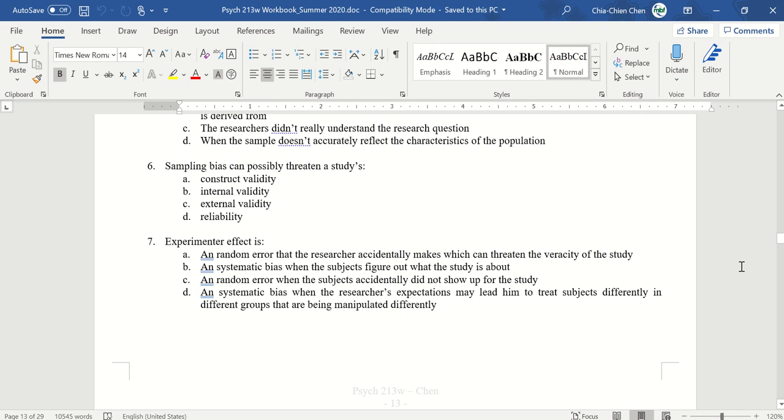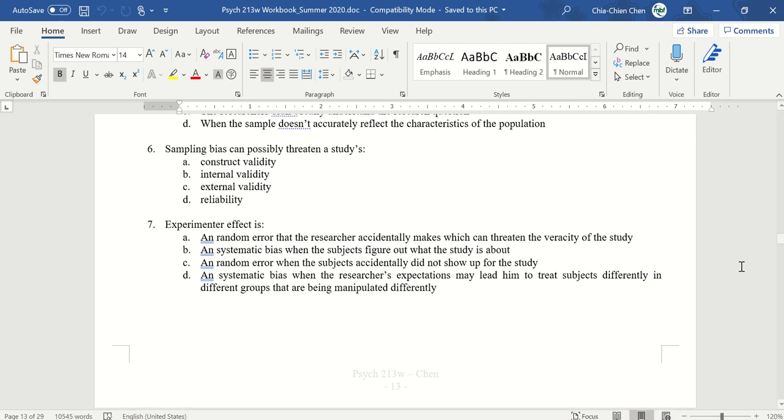Number 6, sampling bias can possibly threaten a study's, is it construct validity, internal validity, external validity, or reliability? Okay, so it can really threaten a study's external validity.